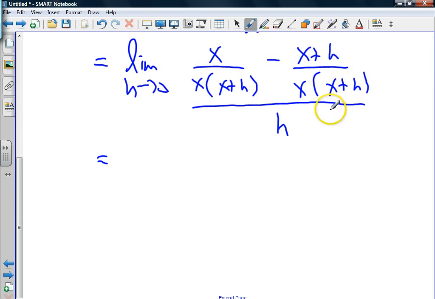Not h. Negative h, isn't it? Right? Because how do you subtract? You add the opposite. I'm adding a negative x, cancels that x. I'm adding a negative h. Remember, there's no such thing as subtracting. Subtracting is adding the opposite.